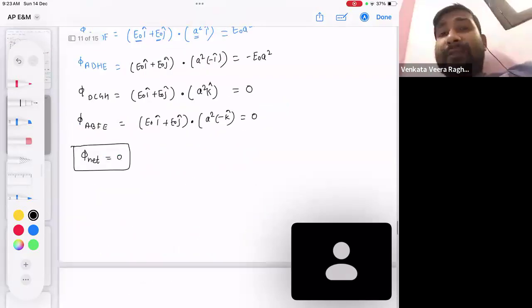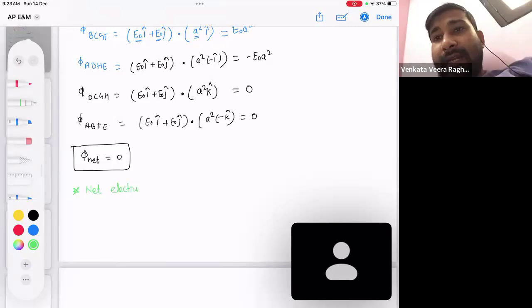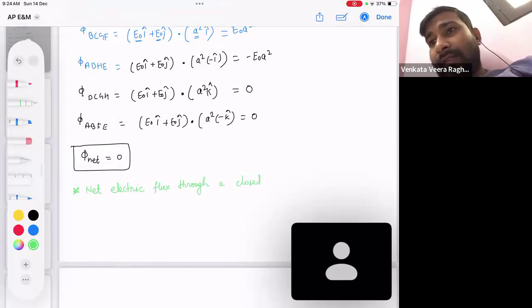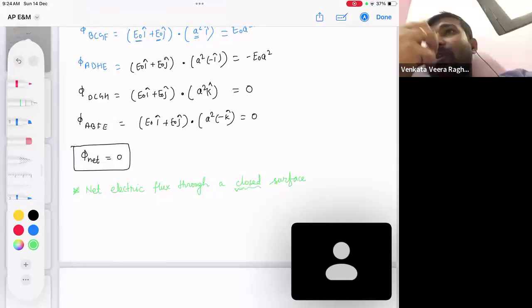Then the net flux through the closed surface will be how much? It is always going to be 0. Please tell me what point I just said. Net electric flux through a closed surface. Through what? A closed surface. But keep in mind the surface should be a closed one. The shape of the object through which I want to calculate the flux must be a closed surface.